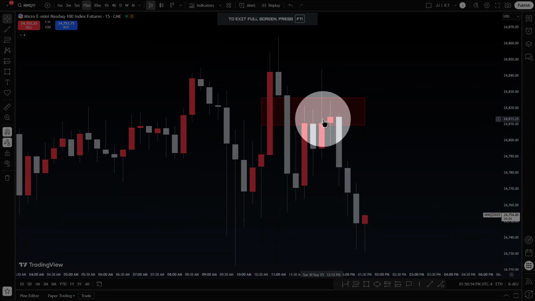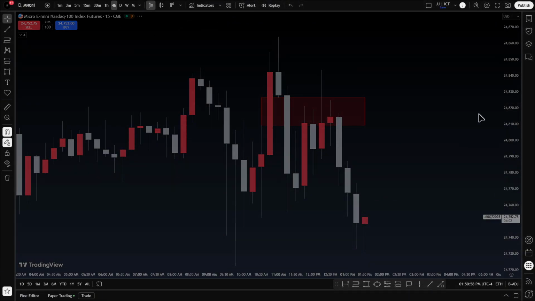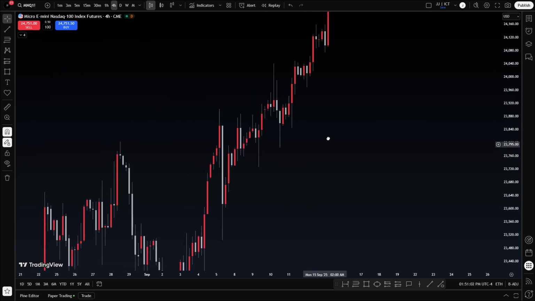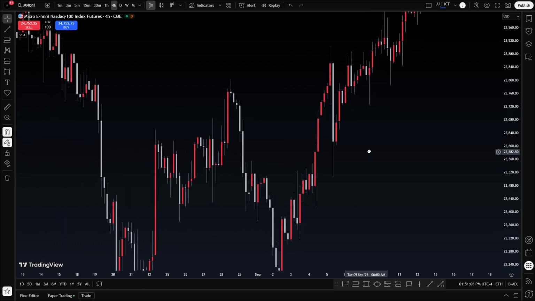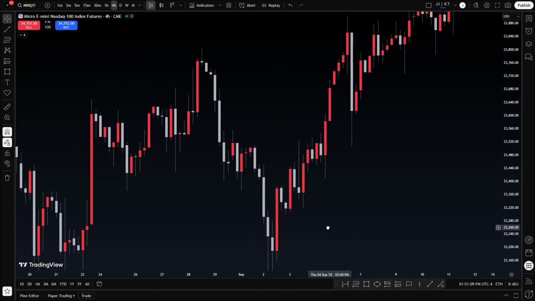Anyway, it respects that inversion, drops lower. Do not trade that. Don't do it. All right, let's jump to the 4 hour. Let's go to a big time frame and see if it works on here. Let's go to a big one, shall we? All right, here. Let's see.